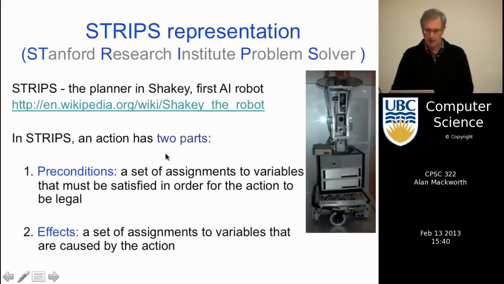And in STRIPS, an action has 2 parts. It has the preconditions, which is a set of assignments to variables that must be satisfied in order for the action to be legal. And the effects, a set of assignments to variables that are caused by the action.